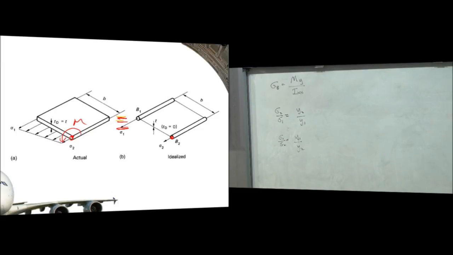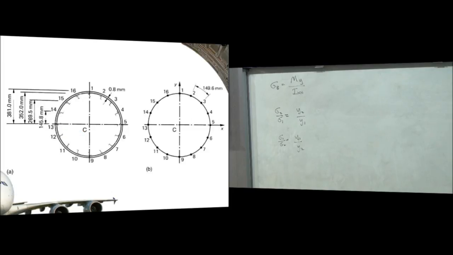So let's do an example of that idealization procedure. Here we have a fuselage cross-section, so a big barrel fuselage with a skin thickness of 0.8 millimeters, and we've got these stiffeners everywhere. I haven't got the stiffener areas. I think they're 200 millimeters squared. Let me just check in the problem.